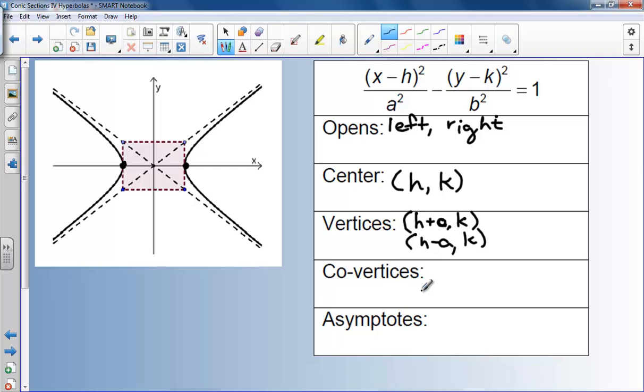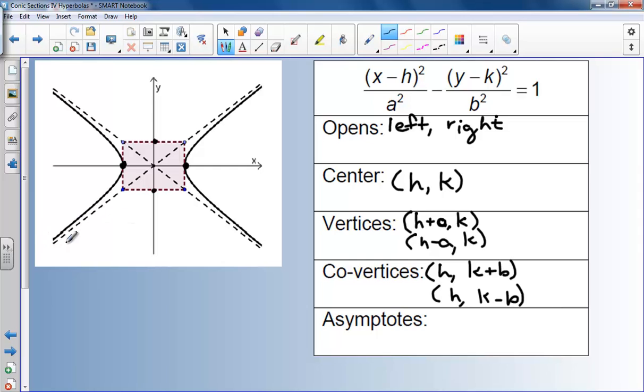And then we're going to talk about covertices when we actually do our problems. We're not really going to work with them very much. But just to recognize that these points are also important because they help us build this box. And we can't really call them vertices because there's no graph there, so we're going to call them covertices. And in this case, it's my k changing, and so it's moving up b units and moving down b units. And I'm also going to show you how to locate these using your calculator.